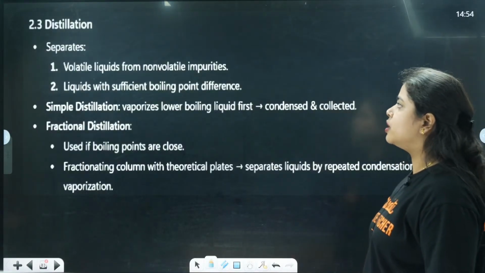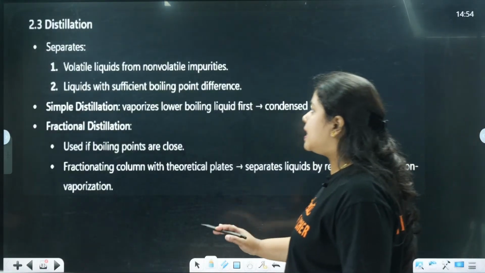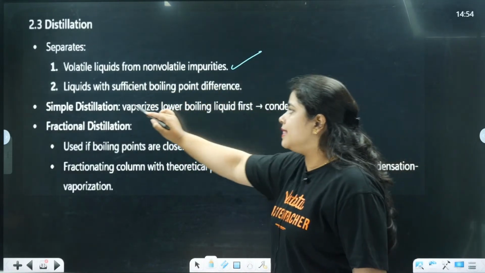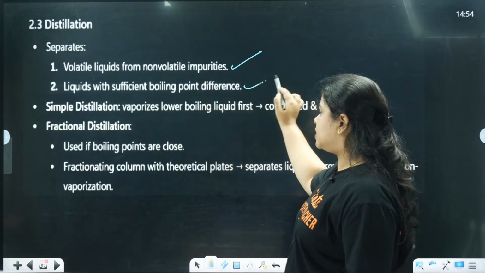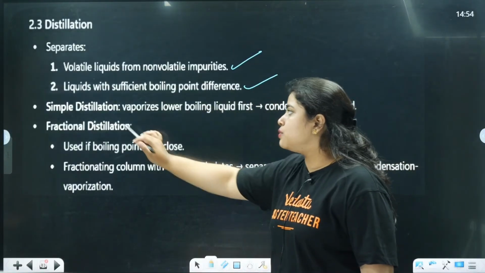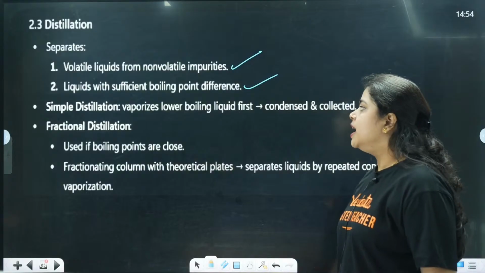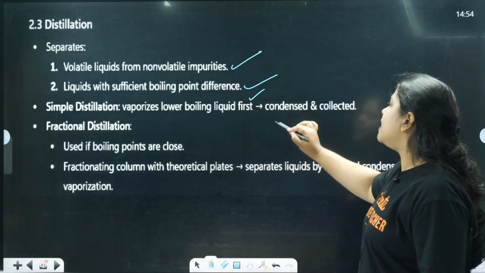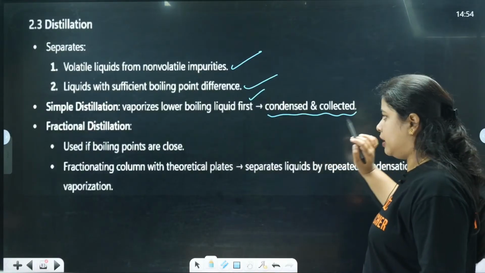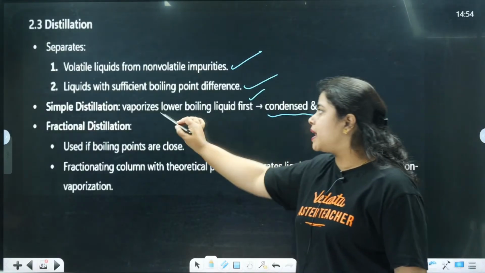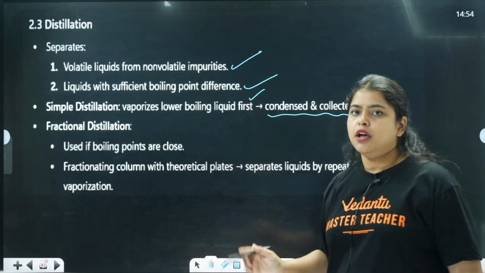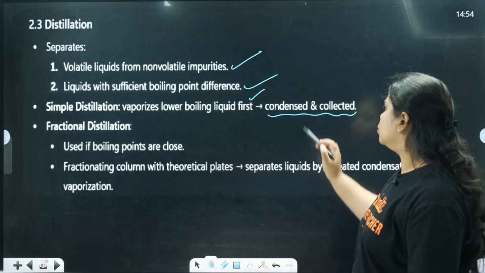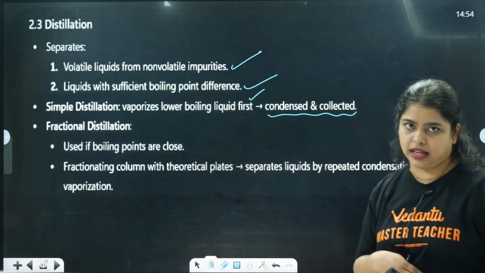Next comes distillation. In distillation, how does the separation happen? Volatile liquids are separated from non-volatile impurities, and liquids with sufficiently different boiling points will show the differences. Now, what is the meaning of simple distillation? In simple distillation, the lower boiling liquid vaporizes first, then it is condensed and collected. We heat slowly, condense it, and collect it, leaving the impurities behind.